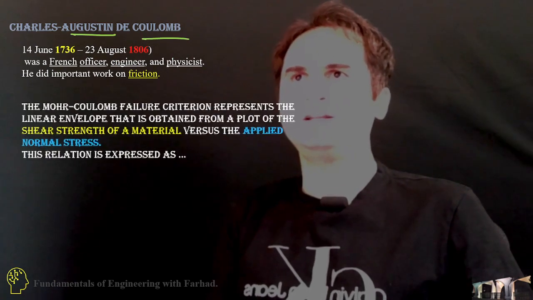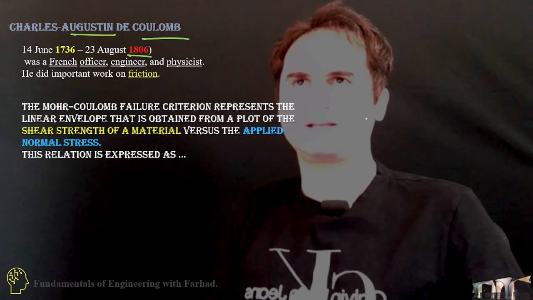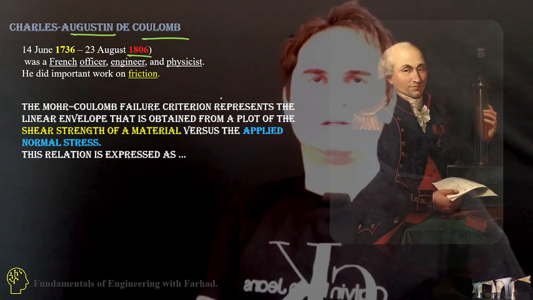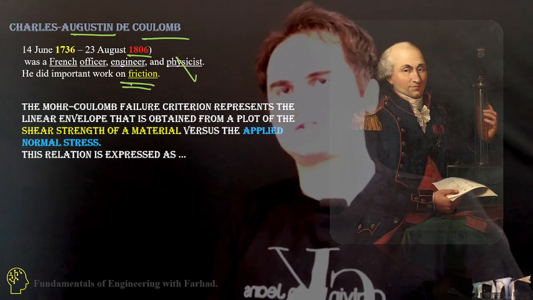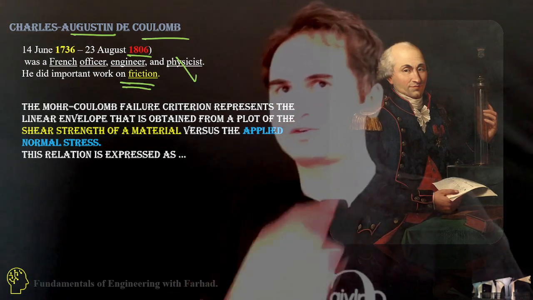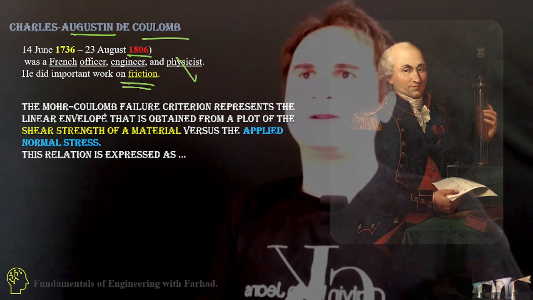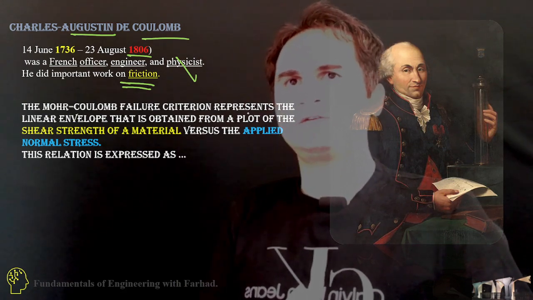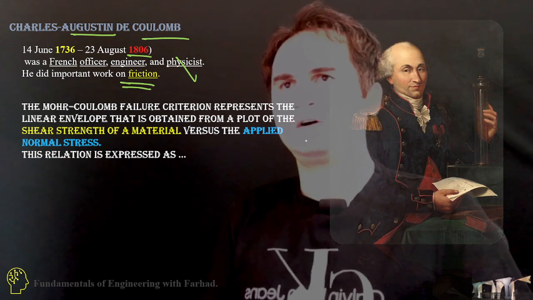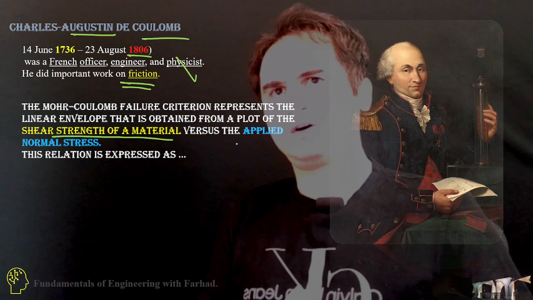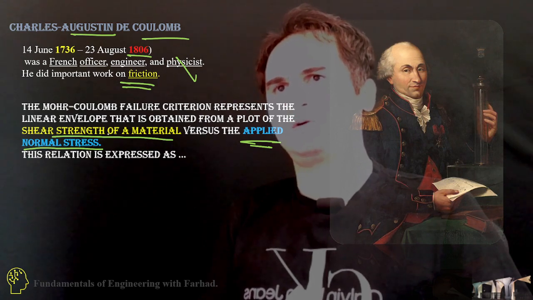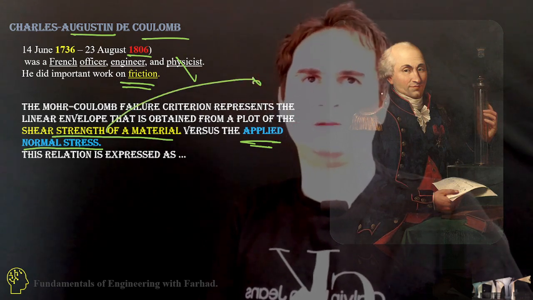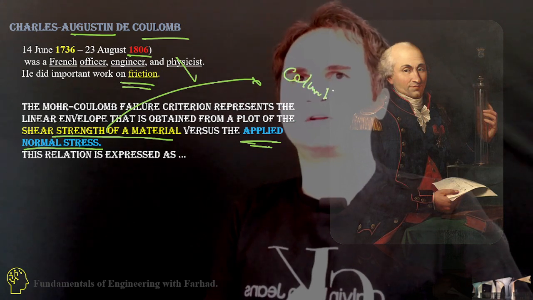So Charles Augustin Coulomb, born in 1736 and died in 1806, was a French engineer and physicist. One of his great works is on friction, which is related to the Mohr-Coulomb failure criterion. The Mohr-Coulomb criterion represents the linear envelope of the shear strength of a material projected on the applied normal stress, which we'll talk about. The first part is called Coulomb's work.